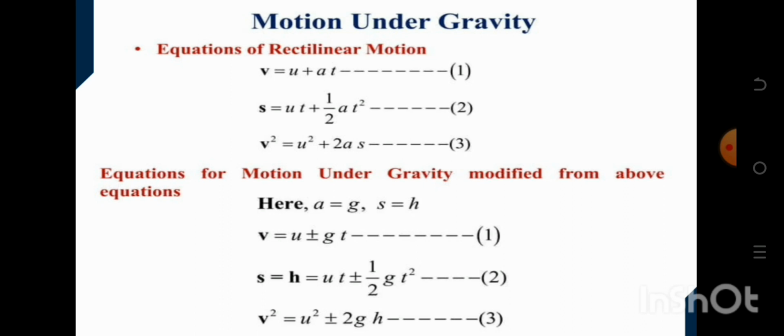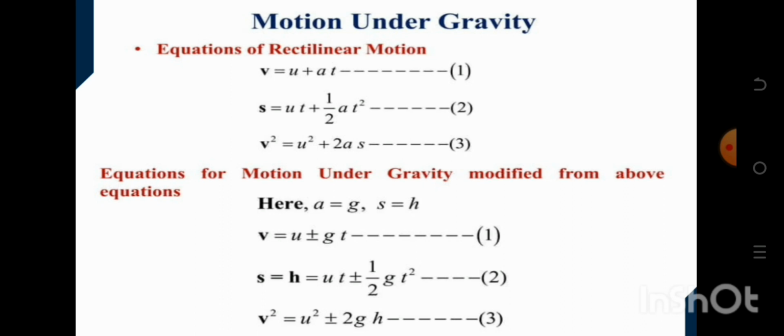Because the body is moving under gravity, we are still using the same equations of motion. But now, because we are dealing with a vertical movement, it is called equation under gravity. Then A, the acceleration of the body, is replaced with G, because the object is now falling under gravity. The object does not have its own acceleration now, but its acceleration depends on the gravitational force. So A is replaced with G.